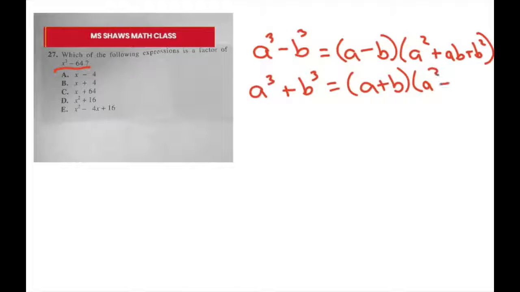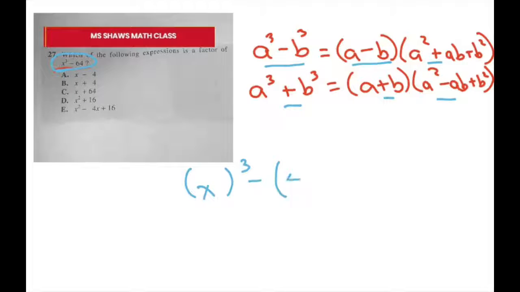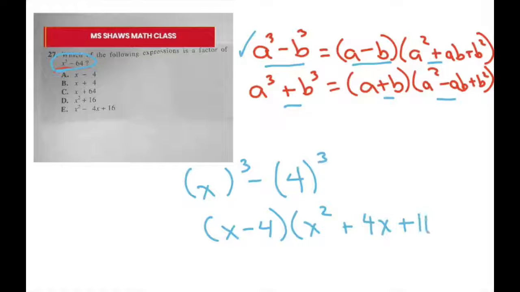It will be a squared minus ab plus b squared. So make sure you know that. And it's minus, minus, plus. Plus, plus, minus. So in this case we have this one. My a is x and my b is 4 because 4 cubed is 64. So if I use this formula, x minus 4 times x squared plus 4x plus 16.